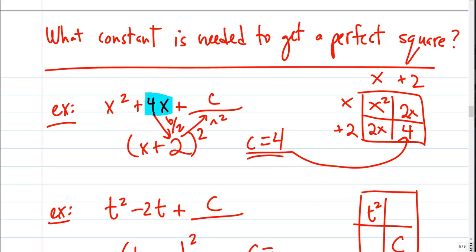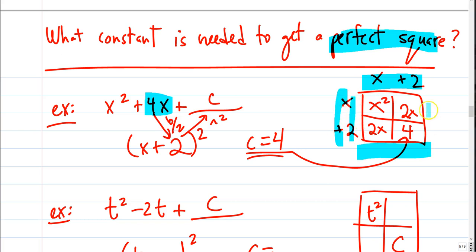I like the visual. I'm not going to keep solving them this way, but I want you to see it, because it literally makes a square. What is a square? All four sides are the same. And look, all four of these sides are x plus 2. This is a perfect square. We give it the c, what it needs to complete that square, to fix the piece that's missing.